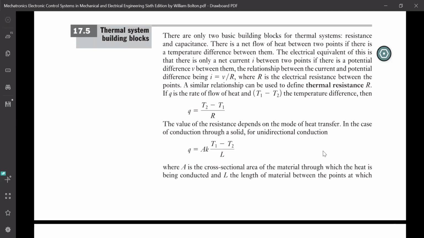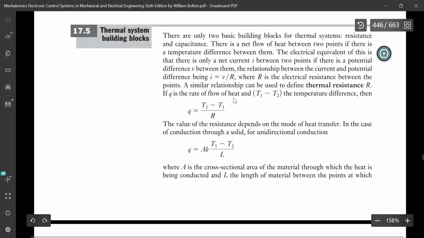So the heat flow over here is equivalent to the current, and the temperature difference between the 2 points is equivalent to the potential difference. So if Q is the rate of flow of heat and T1 minus T2 is the temperature difference, then T2 minus T1 upon R is equal to Q. This was again similar to the fluid system, where P1 minus P2 was equal to R times Q, because over there the pressure difference causes the liquid to flow. Over here the temperature difference causes the heat to flow.